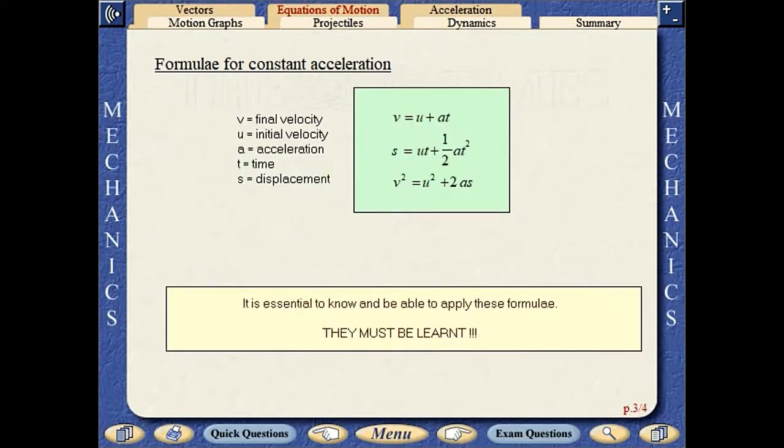It is essential to know and be able to apply these formulae. They must be learnt.